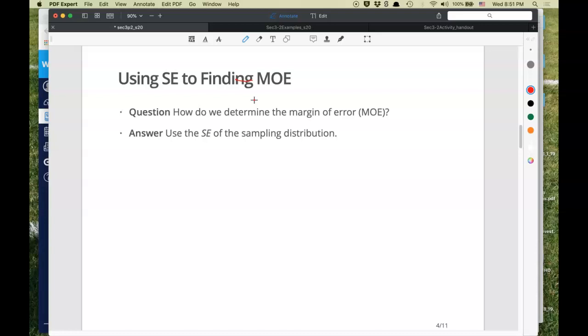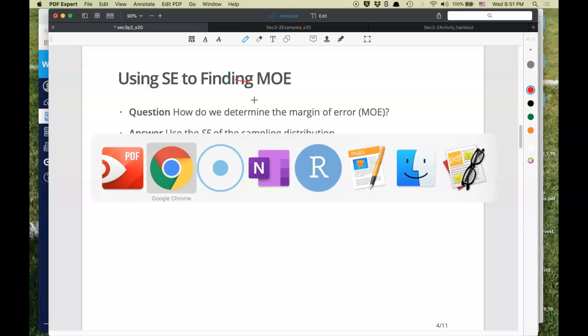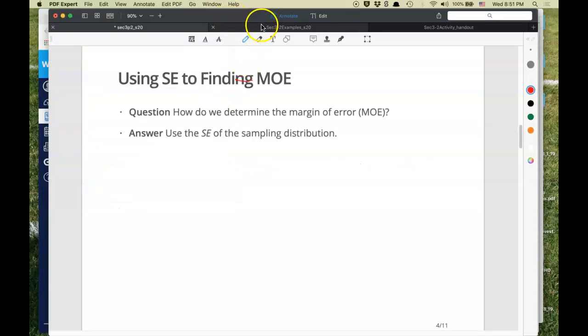All right, so let's pause for a little bit here and take a look at a couple things. First, I want to take a look at a handout on this. Oh, I was just in the wrong tab.